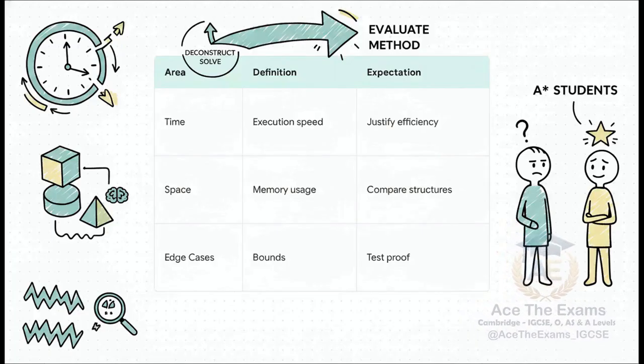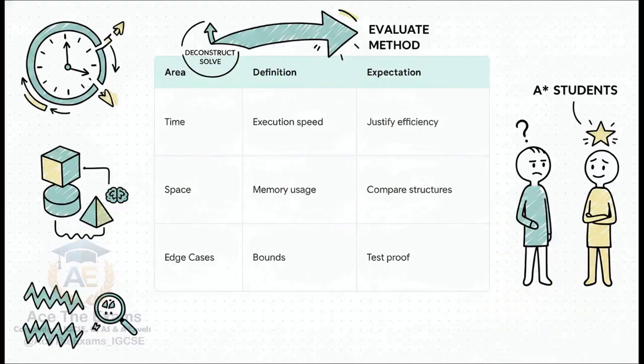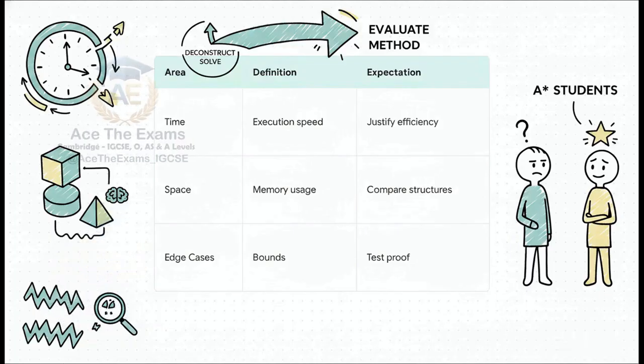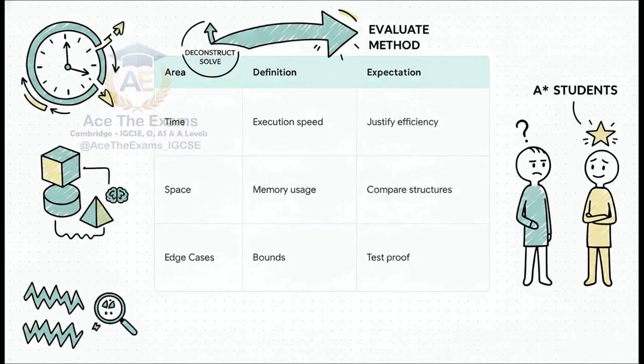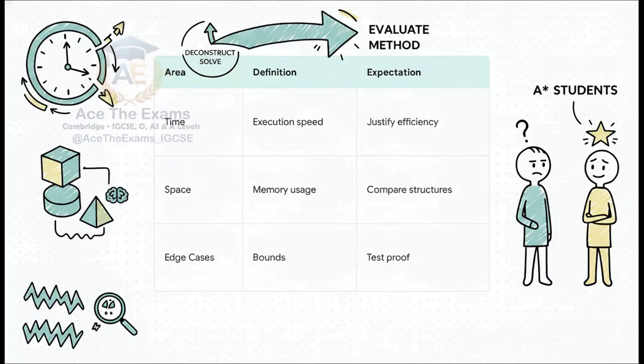Look at this table for a second. If an exam question asks you to evaluate a specific approach within a DBMS, you must systematically check these 3 areas. No exceptions. First, time complexity. What is the execution speed, and how do you explicitly justify its efficiency? Second, space complexity. What is the memory usage like here? Are you actively comparing different data structures? And finally, edge cases. Have you considered the boundary conditions? Have you provided rigorous proof of testing? This exact deconstruct, solve, evaluate method is literally the dividing line that separates the A-star students from everyone else in the room.